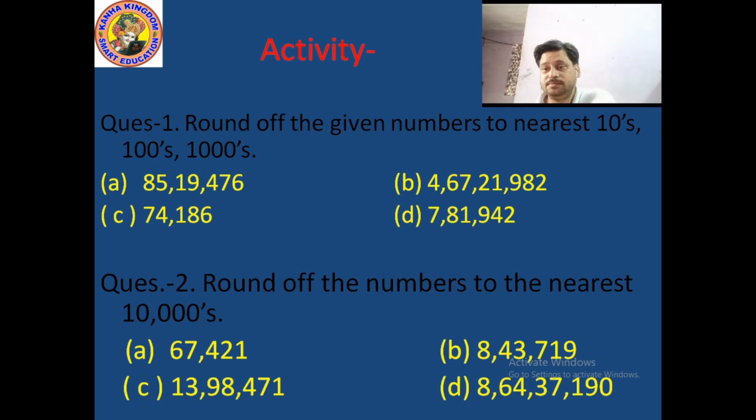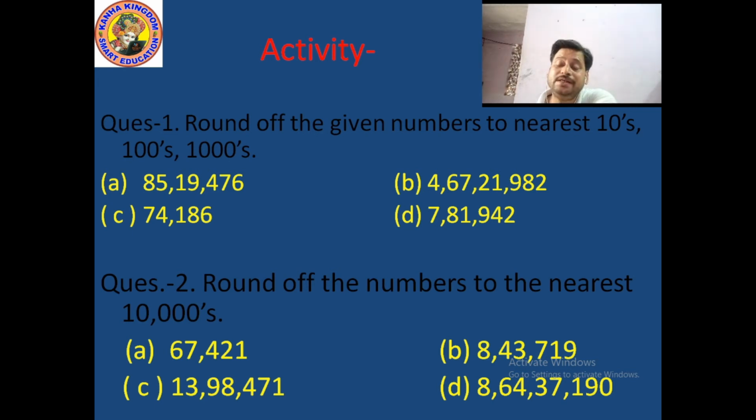So A part, I just gave the hint, but you have to do all the questions your own way. Okay, so first part is 85 comma 19 comma 476. Once again I repeat the number, 85 comma 19 comma 476.